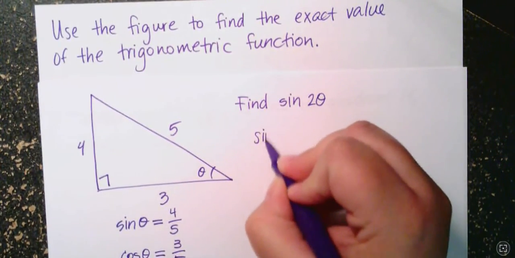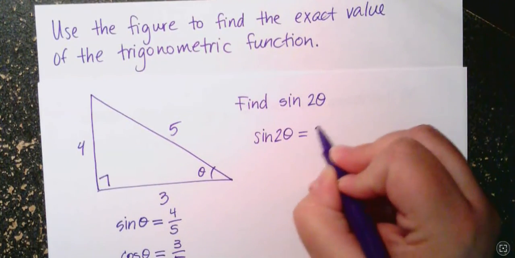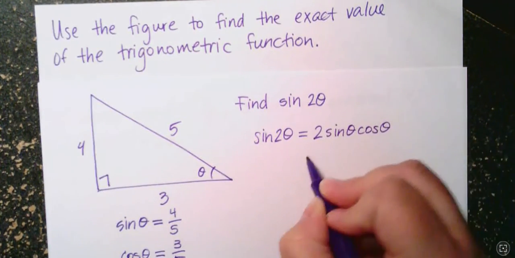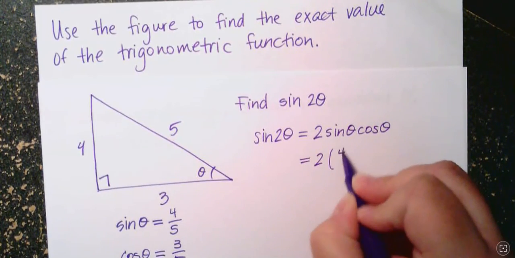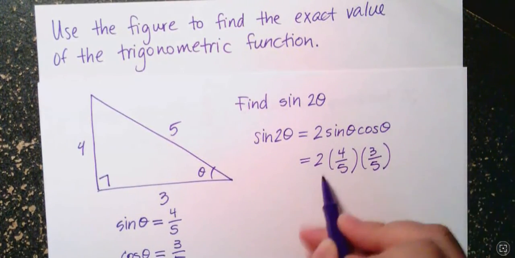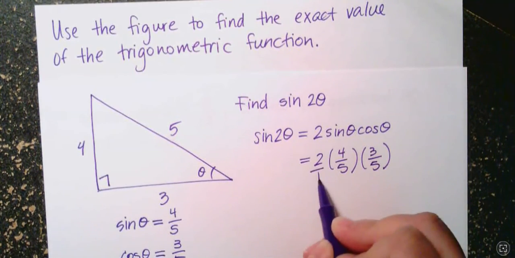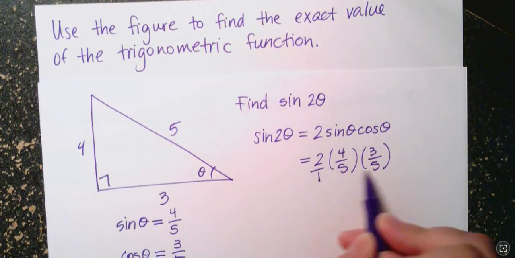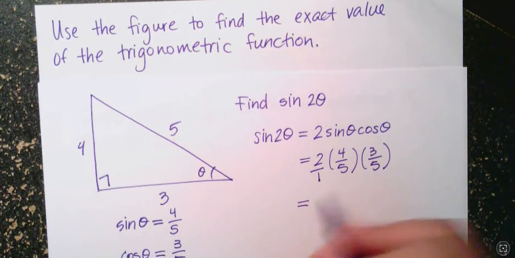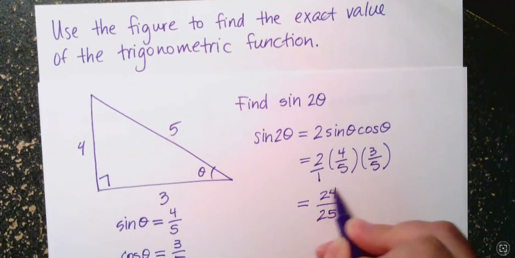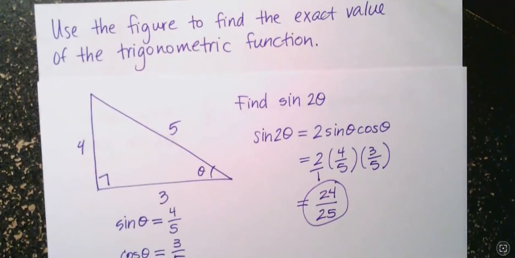So the sine of 2 theta is 2 times the sine of theta times the cosine of theta. So that's going to be 2 times 4/5 times 3/5. And remember that 2 just means 2 over 1. And when we multiply fractions, we multiply numerators together and we multiply denominators together. And so on top we have 2 times 4 times 3, that's 24. And on the bottom we have 5 times 5. And voila, that is our answer.